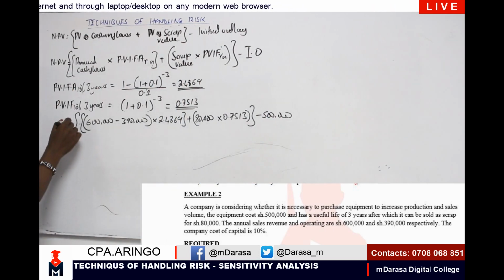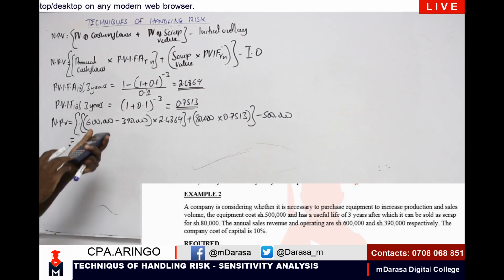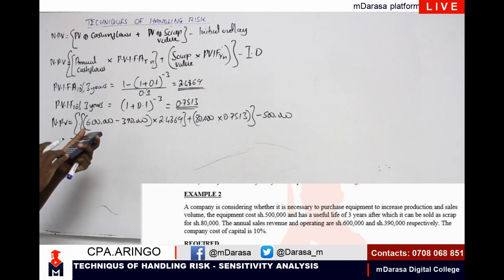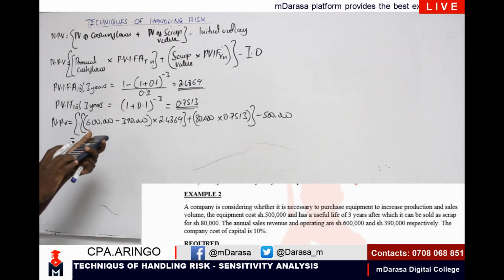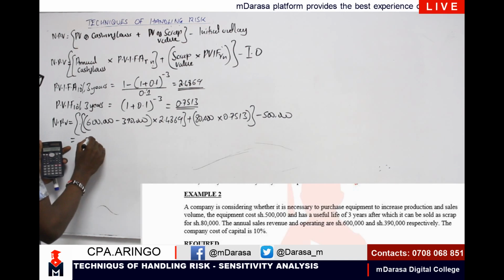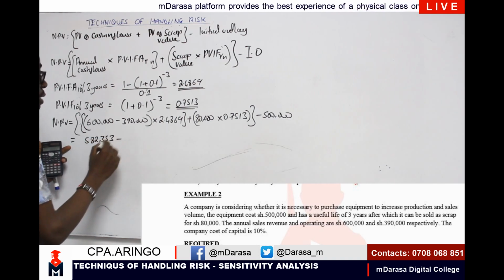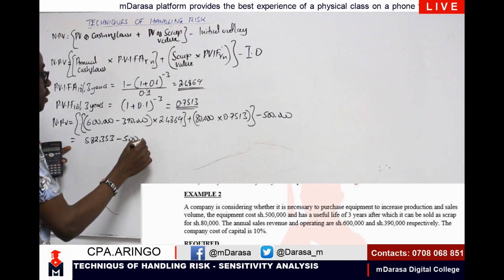So what will we be having here as our NPV? I should be talking of 600 minus 390, times 2.4869, plus 80,000 times 0.7513. This should give us 582,353. We less our initial outlay, which was 500,000.